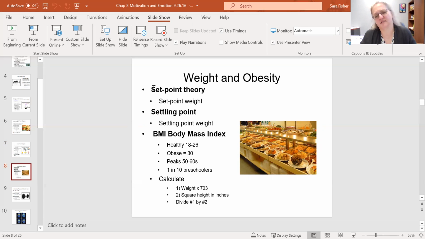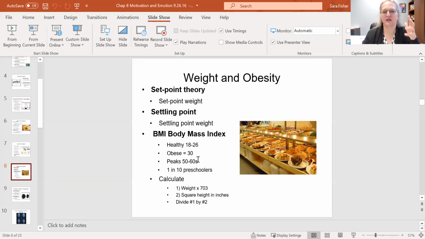There's a couple other ways to think about weight, and they're similar. One's called the set point theory, and another one is called a settling point. But the idea is that there's this weight that we're sort of going to rest at, and we might gain a little bit, we might lose a little bit, but that's our settling point. That's the set point. It's a region, if you will. It's a range of weight, and we're basically going to spend our whole life at that range.